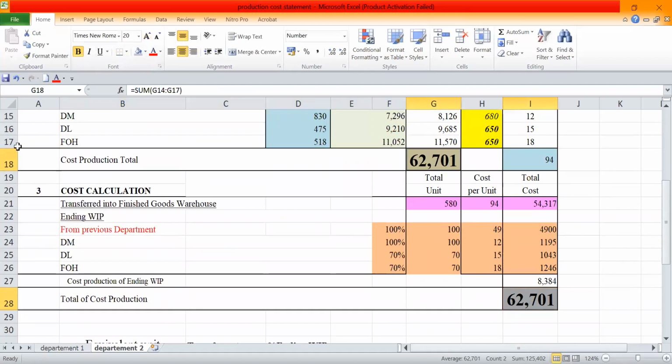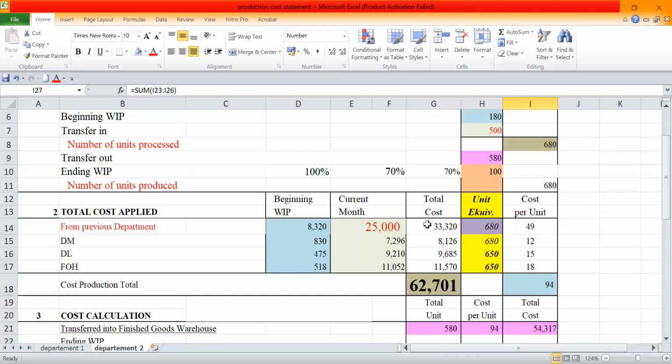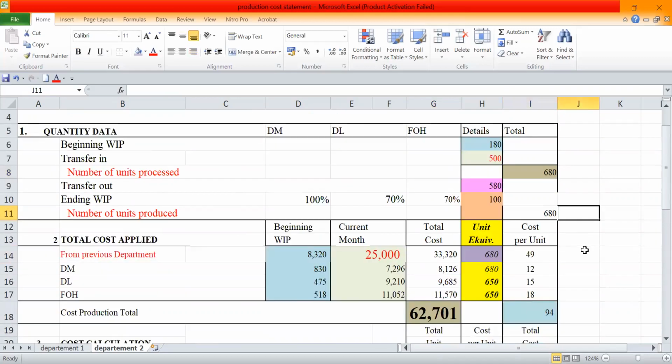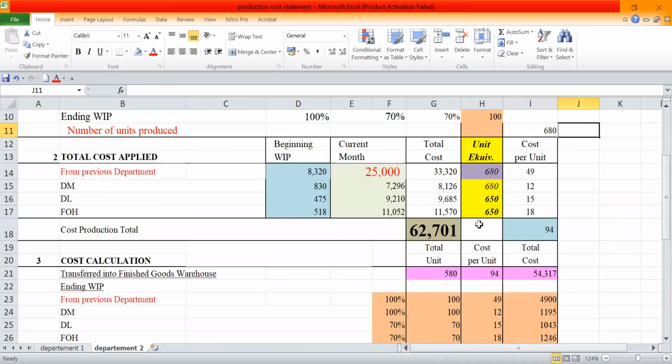So now we know that our answer is correct because the total cost production of the second and the third part show the same amount. Remember why it will be the same amount? Because the number of units processed and the number of units produced is balanced. Okay, so this is always the rule of thumb of the cost production statement.